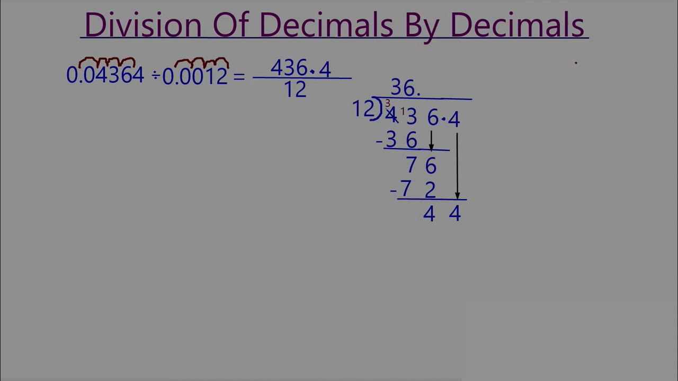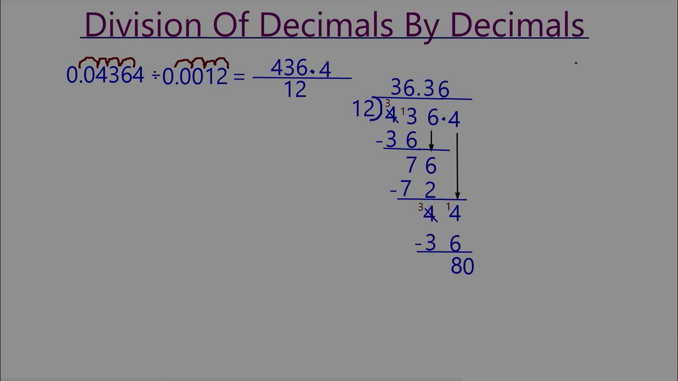44 divides into 12 gives 3. 3 times 12 gives 36. 36 from 44 gives 8. We want to place a 0 after 8 to make the dividend larger than the divisor. 80 divides into 12 gives 6.